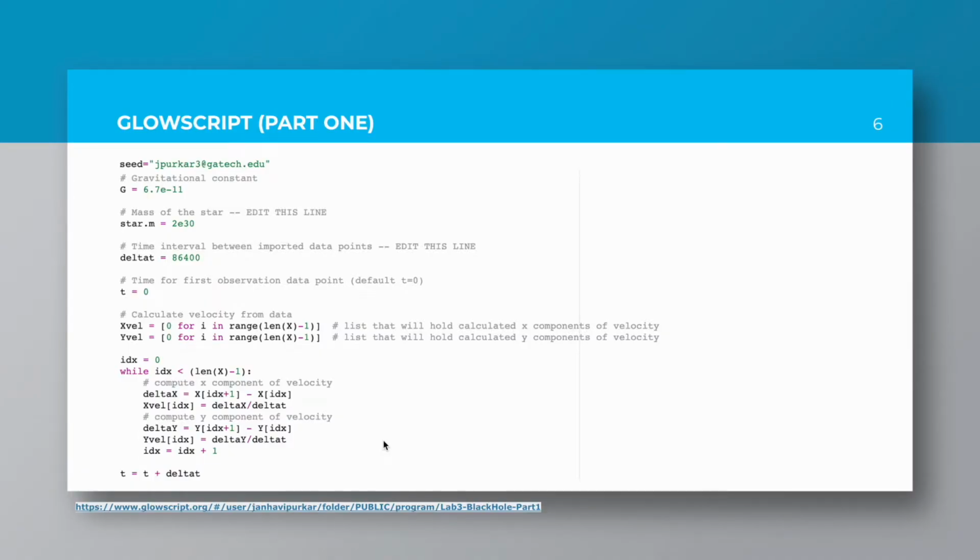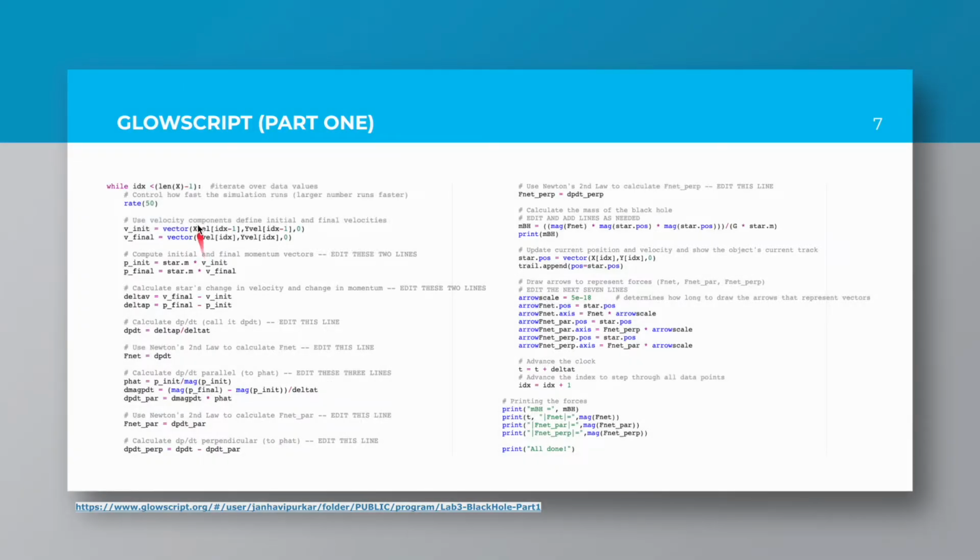So here's my GlowScript code for part 1. We have the email seed over here, which is generating a unique star trajectory. We also have entered the given conditions for mass and time, given that mass is 2 times 10 to the power of 30 and time is 86400 seconds, which is equivalent to 24 hours. Under the while loop over here, we know that p initial is equal to the mass of the star multiplied by initial velocity, and p final is equal to the mass of the star multiplied by final velocity. Essentially, this is the equation of momentum equals mass times velocity.